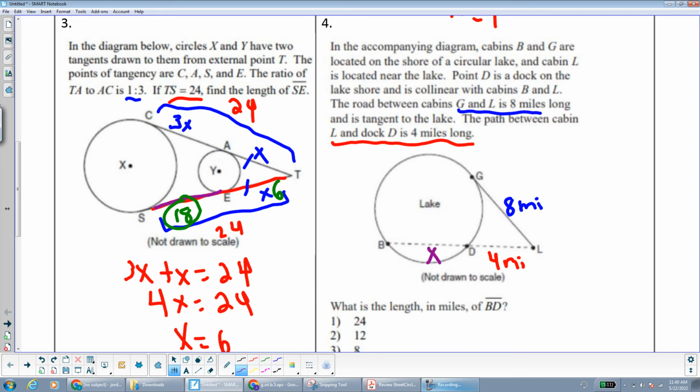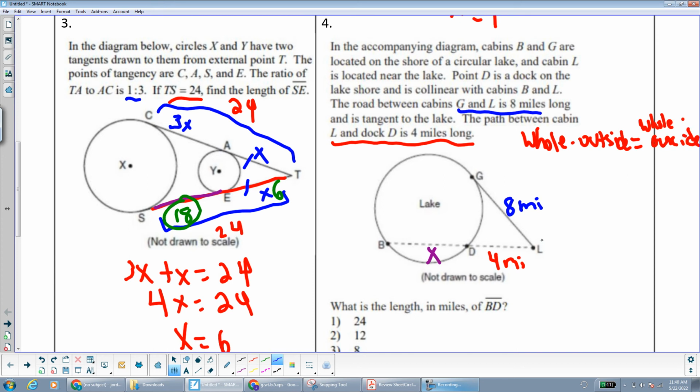So remember, whenever we have segments of a circle that we want to find the length of, and the segments are partially located outside of the circle, as we have here, we have a tangent that's outside the circle, and we have a secant here that's partially outside the circle, we use this formula, whole times outside equals whole times outside. So I'm going to write that here, whole times outside equals whole times outside.